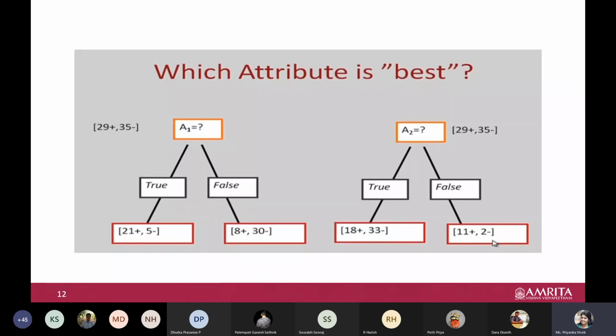Okay. So this is just an example. We have an attribute like this and it takes some values. We have 21 plus, 5 minus. Similarly, we have some plus minus. Our positive class, negative class, like one class and the other class, we can take whether it belongs to this class or not, something like that. Okay, so which one to choose?